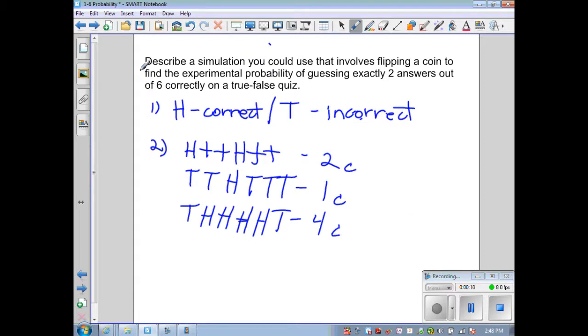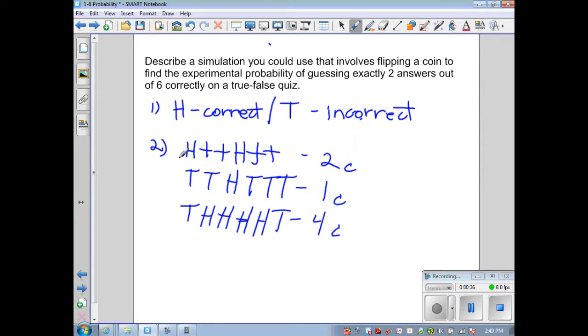This example is very similar to the last one. Describe a simulation you could use that involves flipping a coin to find the experimental probability of guessing exactly 2 answers out of 6 correctly on a true-false quiz. We're going to choose coins here because you could get a heads and a tails, which is 50%, just like true-false. So we have to identify heads could be correct, tails could be incorrect solutions.